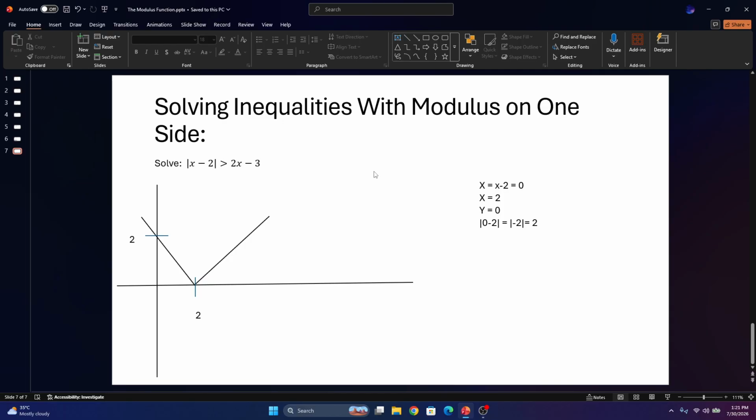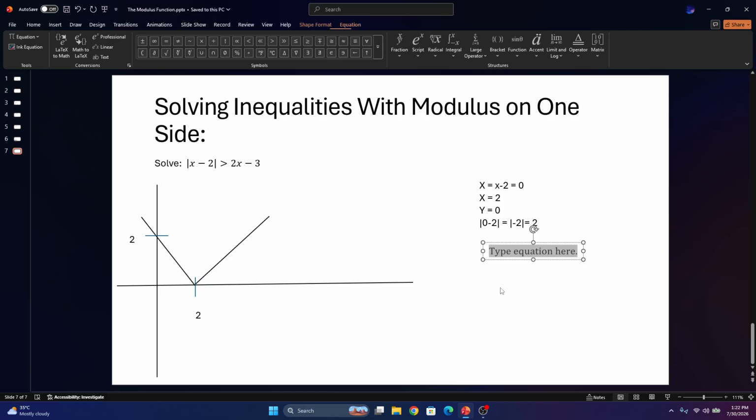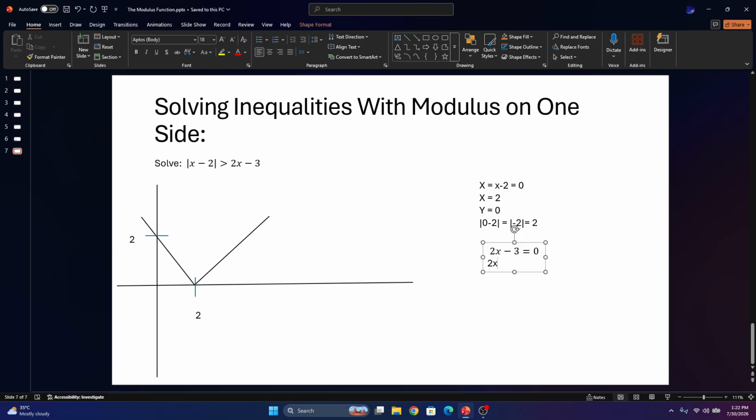And to sketch the graph of this line, we just need two things: the x-intercept, where it's going to cross the x-axis, and then we also need to find the y-intercept, where it's going to cross the y-axis. So first of all, we need to find the x-intercept. So we're just going to equate this whole equation: 2x minus 3 equals 0. And now we're just going to solve it. So 2x equals 3, and then x is just going to be 3 divided by 2.